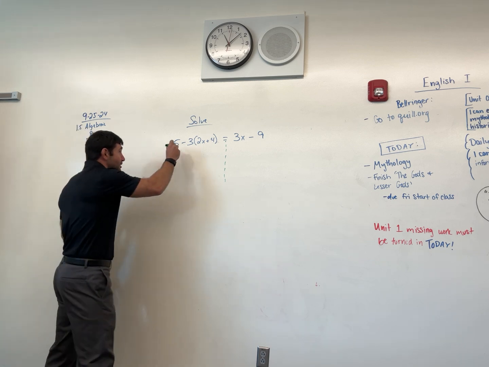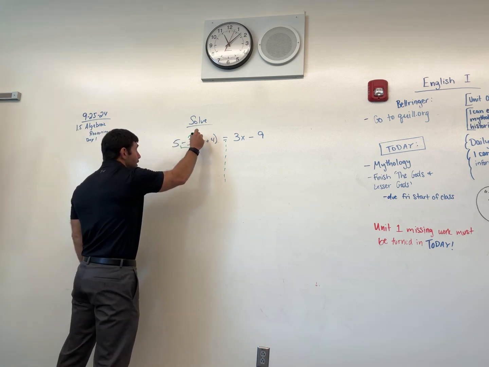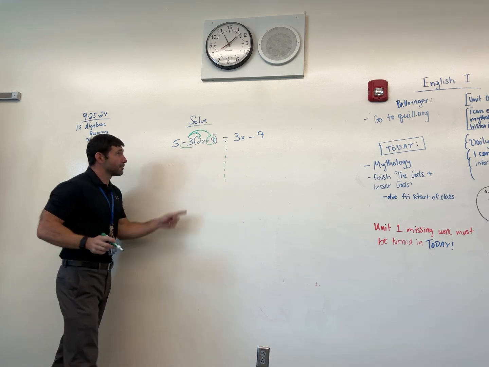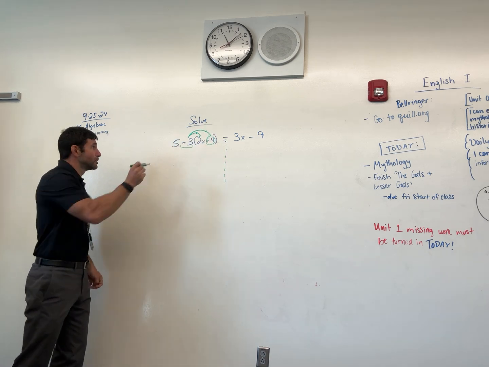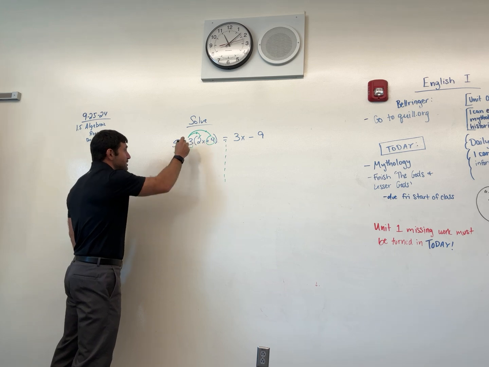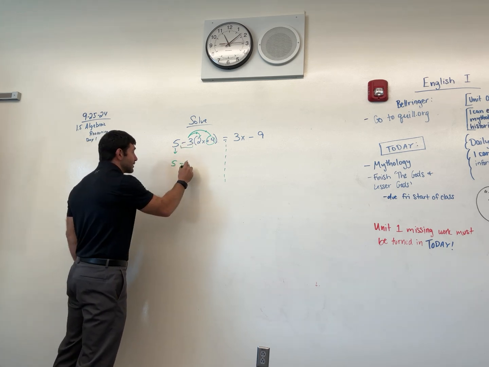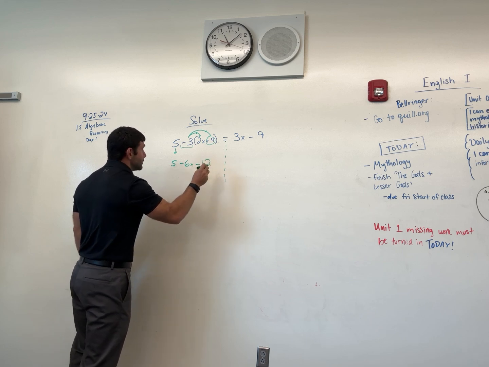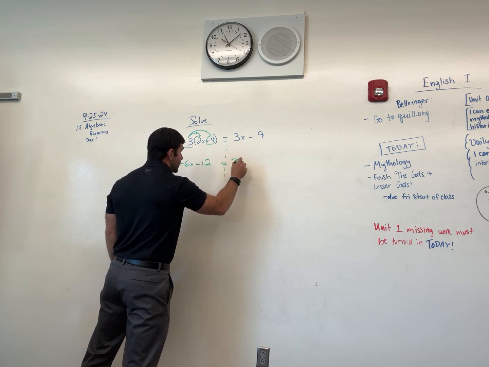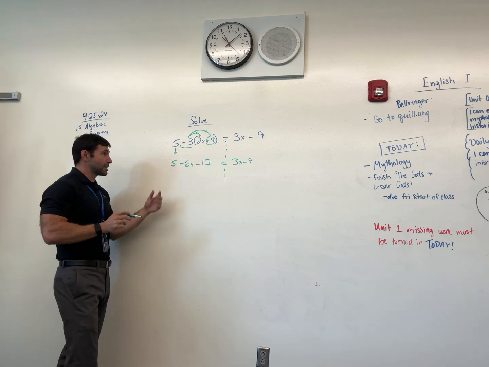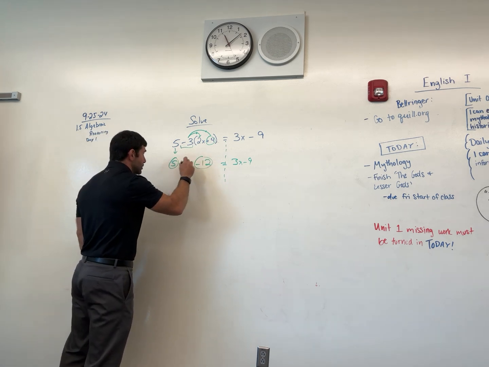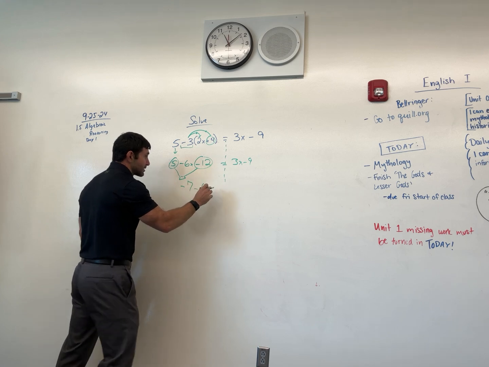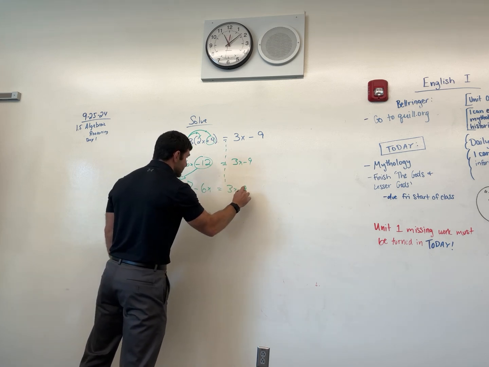You guys have that paper that said all the rules. Distribute means I'm multiplying. We're taking whatever smack dab in front of the parentheses and distributing it to everything else. The 5 wasn't touched, it comes down. Negative 3 times 2x is negative 6x. Negative 3 times 4 is negative 12. Equals 3x minus 9. Well, I'm not done with this side. Combine like terms. 5 minus 12 is negative 7 minus 6x equals 3x minus 9.